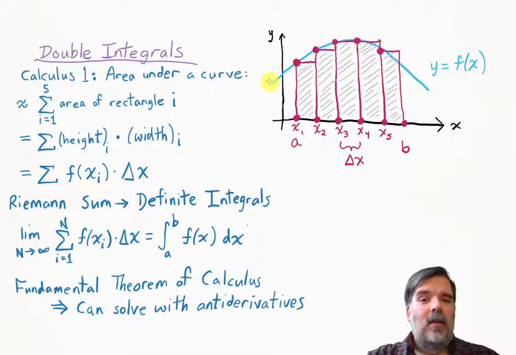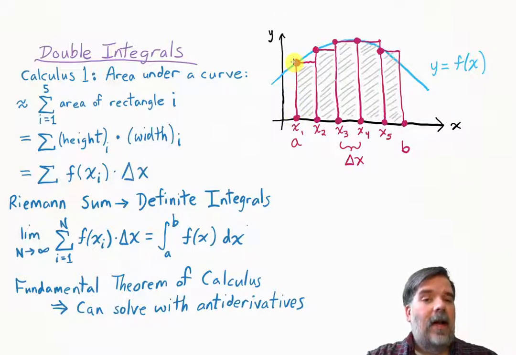To begin, you approximate the area under a curve, say y equals f of x, by creating a set of rectangles. So here, I've got a total of 5 rectangles, and each rectangle has the same width along the x-axis. That's called delta x. So every rectangle has width delta x.